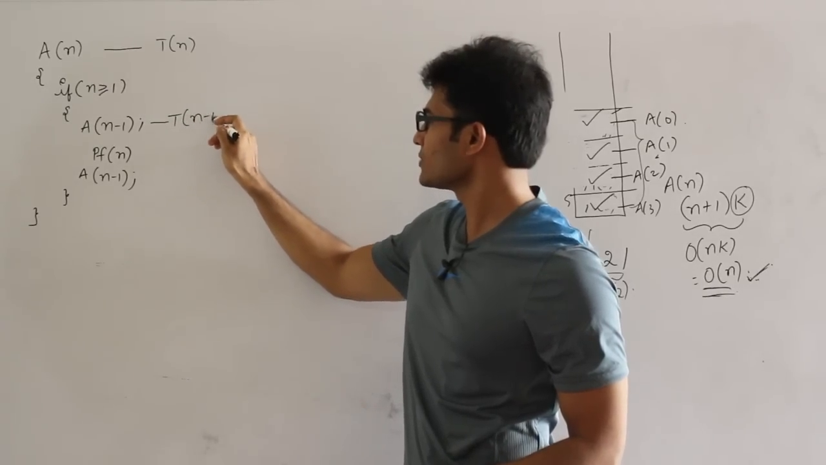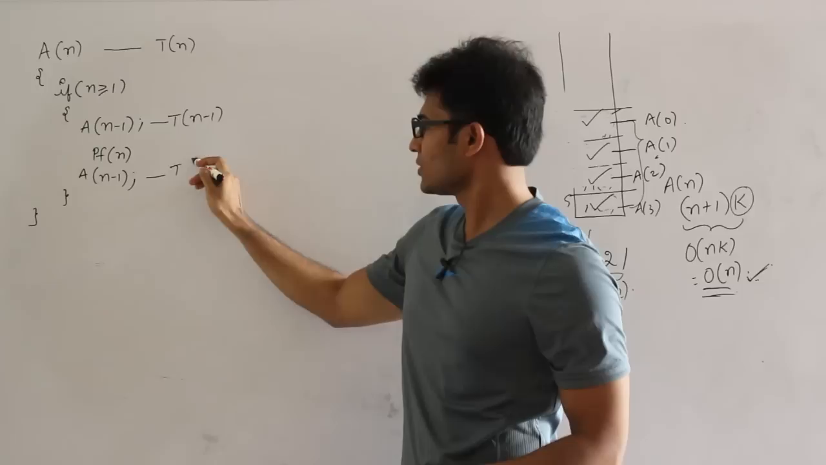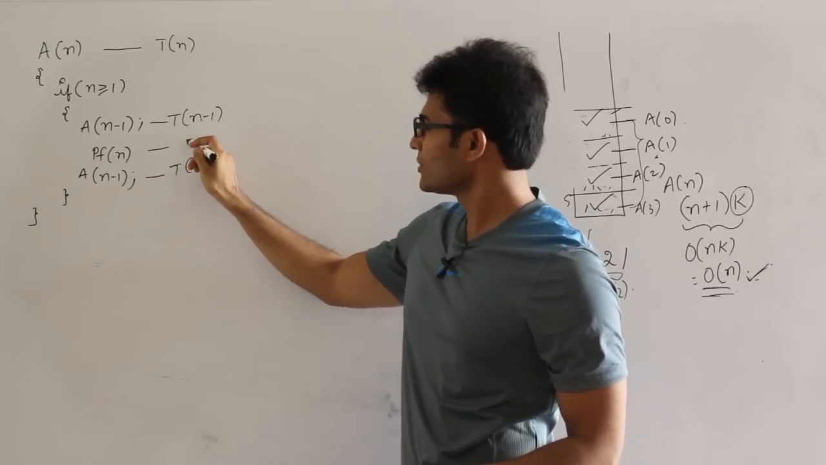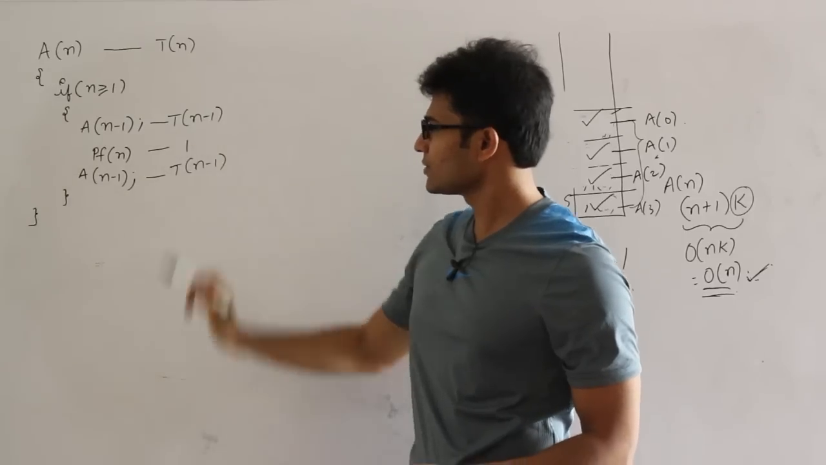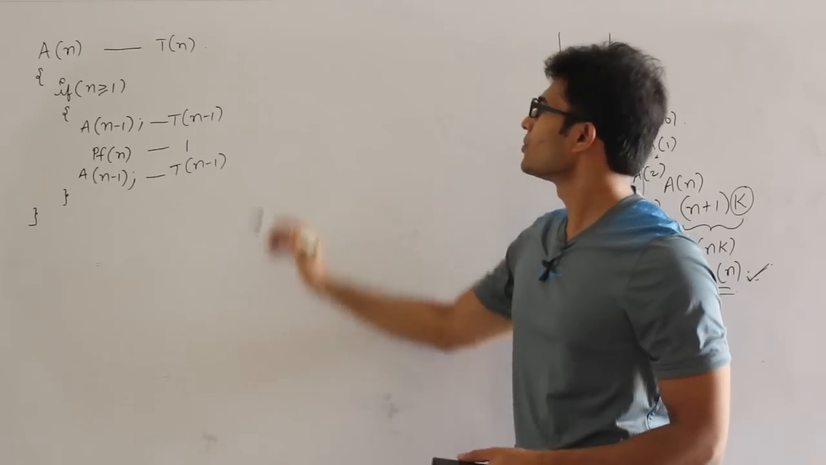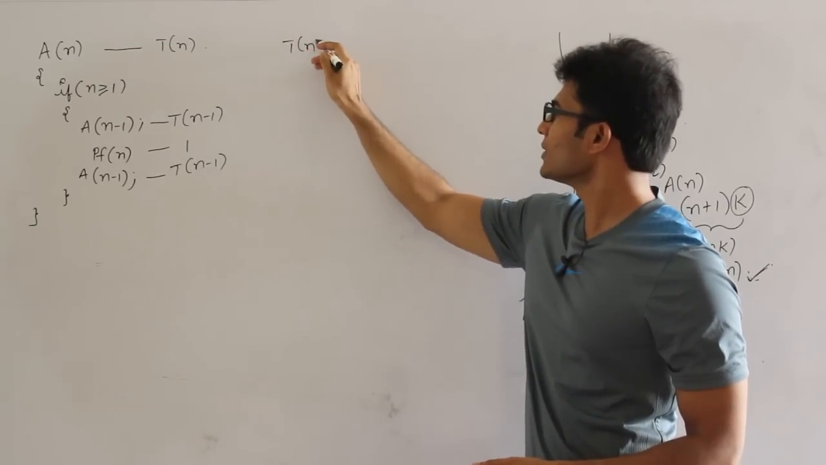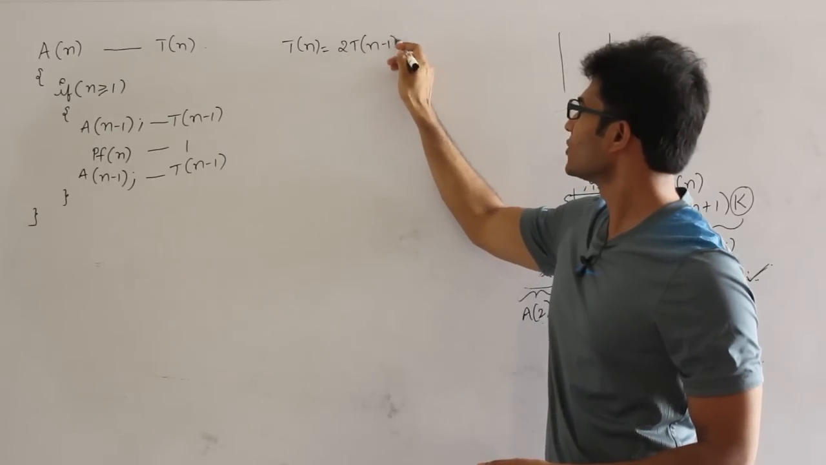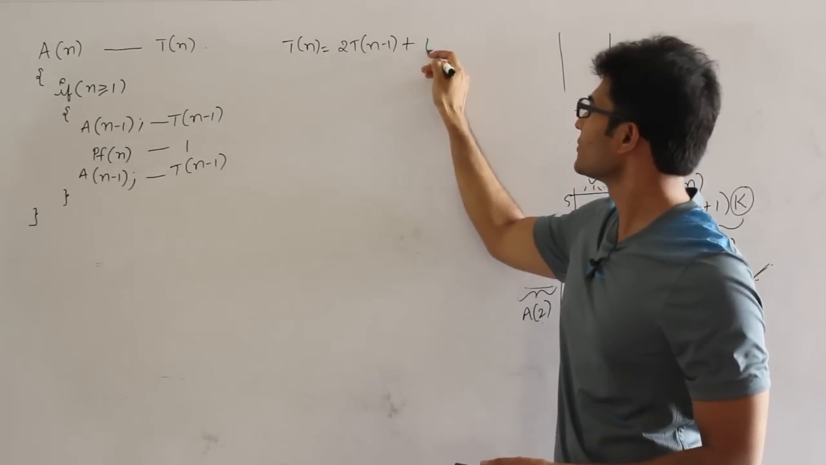T of n minus 1. What will be the time taken to solve this problem? T of n minus 1. And to print it, let me say there is constant time. Either you can write k or 1. Therefore the total time taken to solve the problem, T of n, is equal to 2 times the time taken to solve T of n minus 1, plus 1, right?